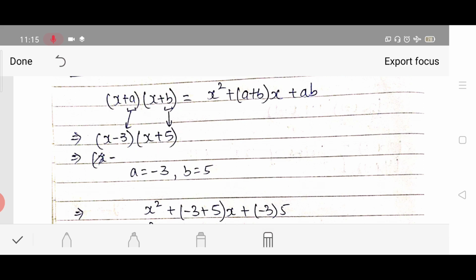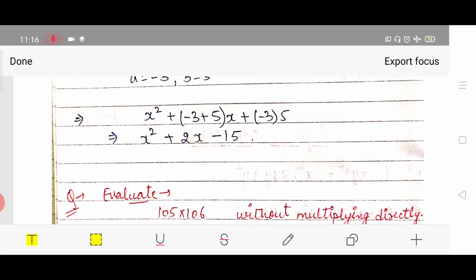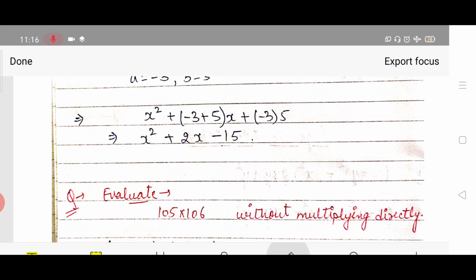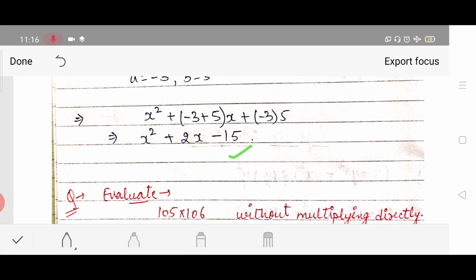So we have written both the values of a and b here, and now what we have to do is substitute these values of a and b into this identity. After substituting the values of a and b, it comes out to be the same answer that we got from the simple multiplication. Okay, now moving on to the next question.